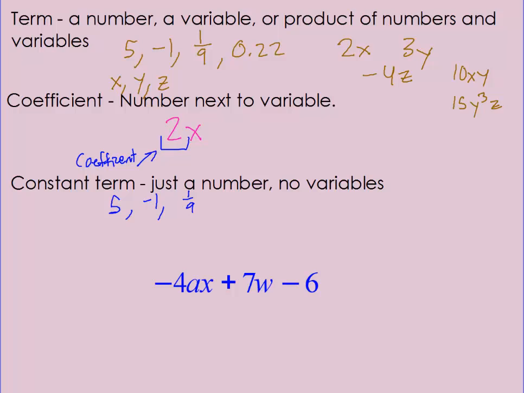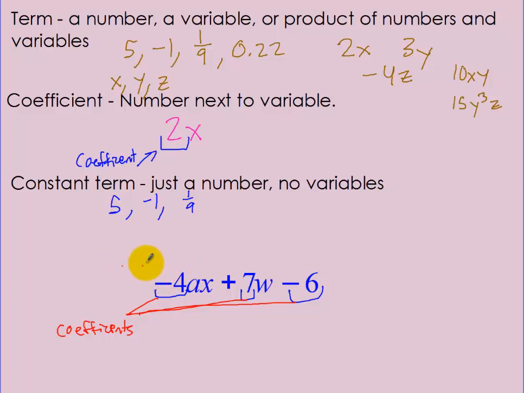So taking this example down here, we got a few things. We got our coefficients here: negative 4, 7, and negative 6. All these three things, I'm going to do an arrow, these are coefficients.